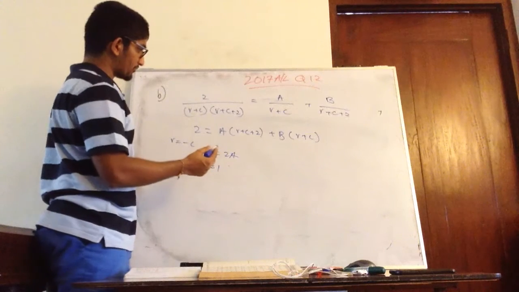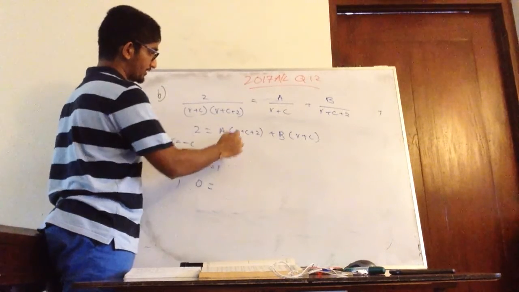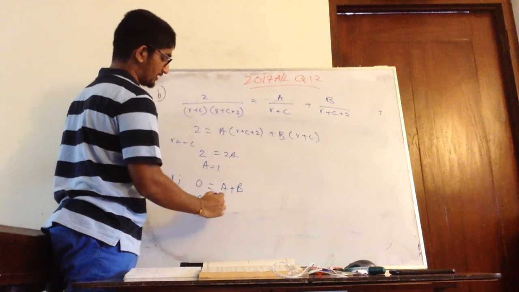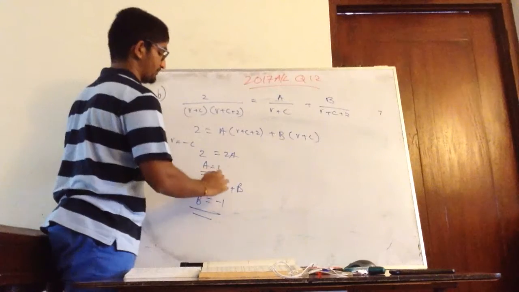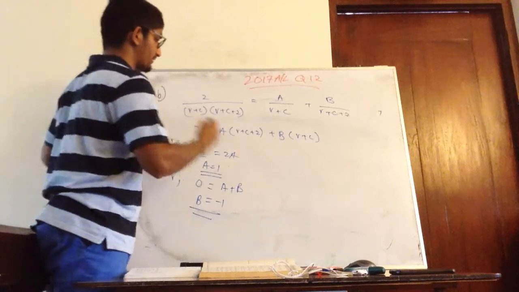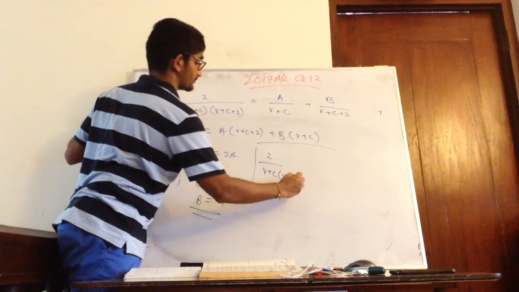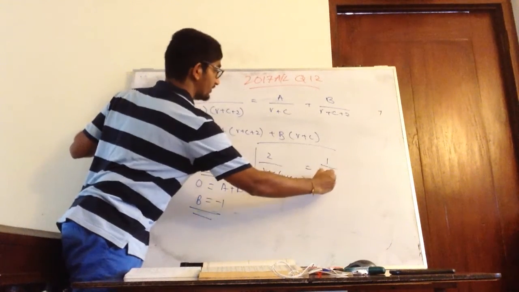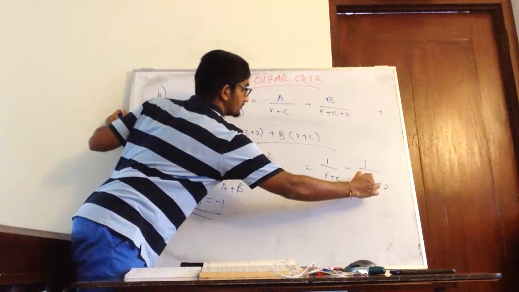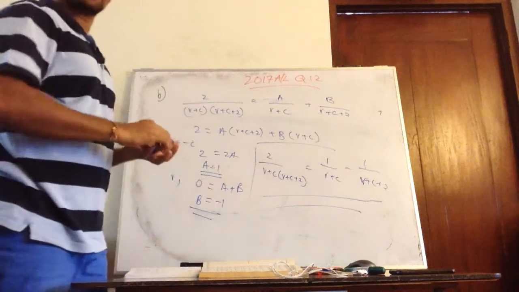Then I'm going to take the r term. On the left hand side there is no r term, so I will get a plus b equals 0. So b will be minus a, that means minus 1. Correct, no? So because of that, I can write this as 1 over (r + c) minus 1 over (r + c + 2). Right, so that is what they are asking us to do first.